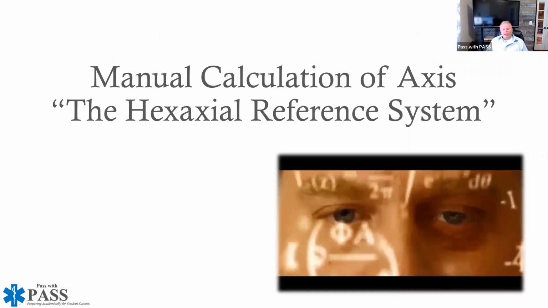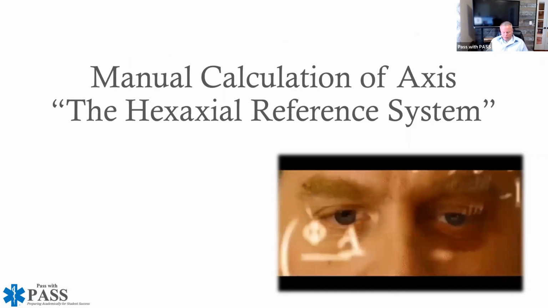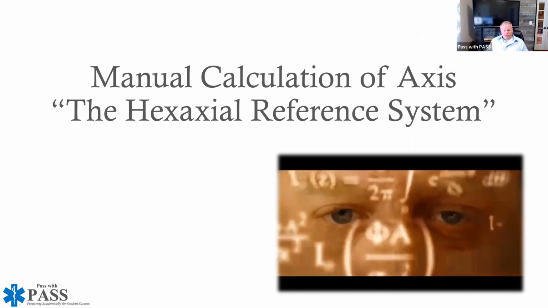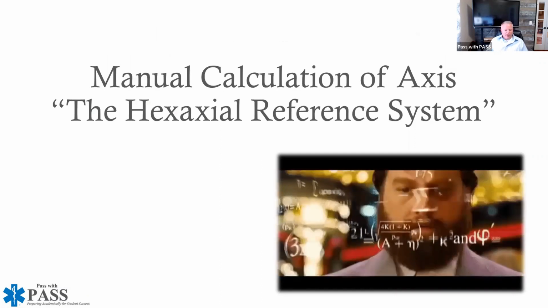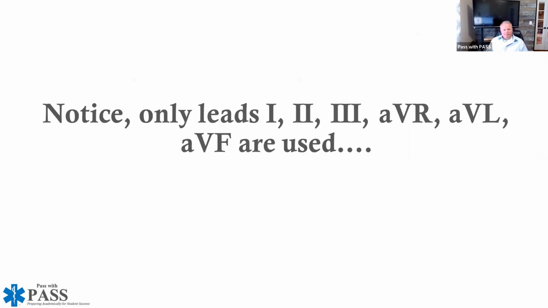All right, so manual calculation. There are 2 more ways that we can do this. We can either do a manual calculation, or you can simply use your thumbs to figure out if the patient has an axis deviation or not.